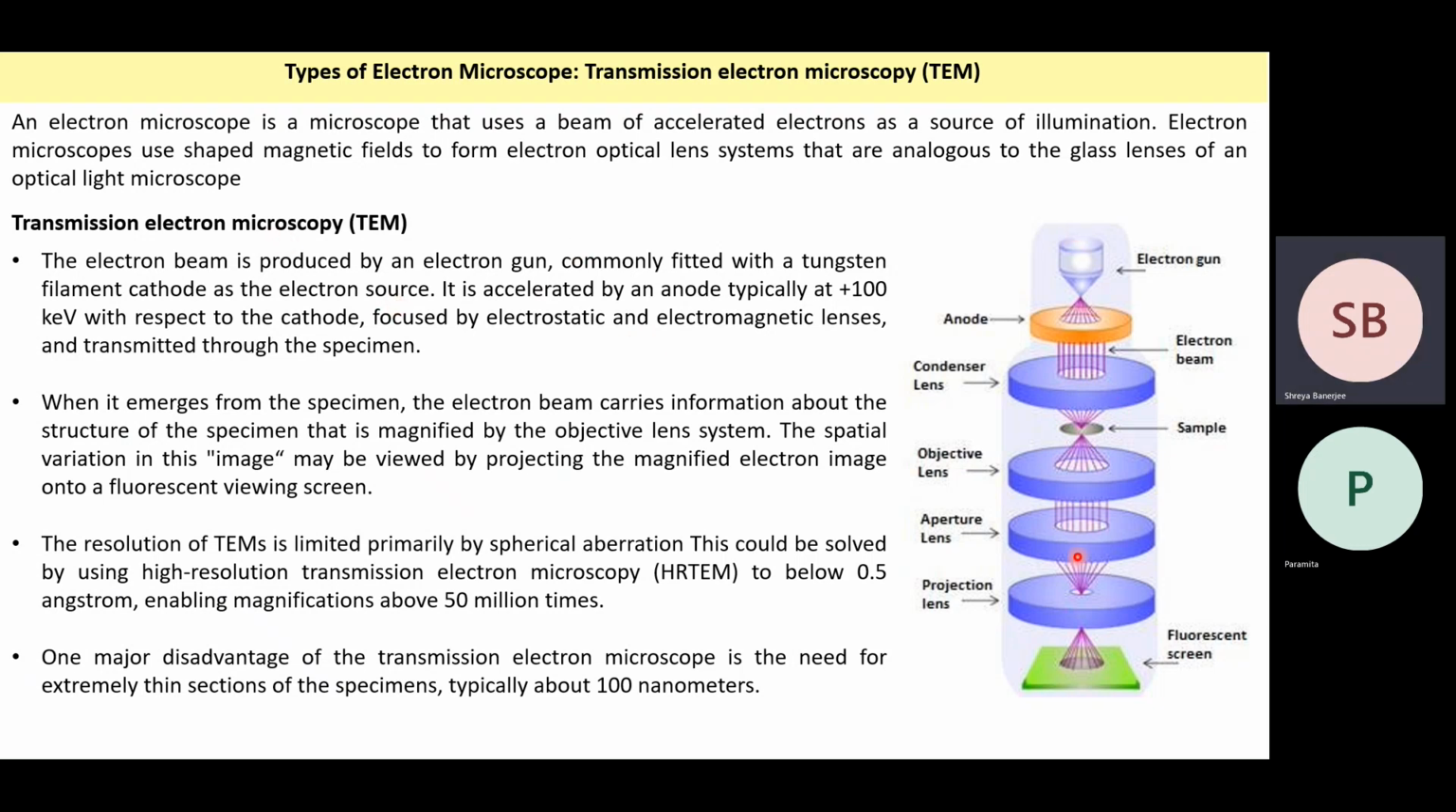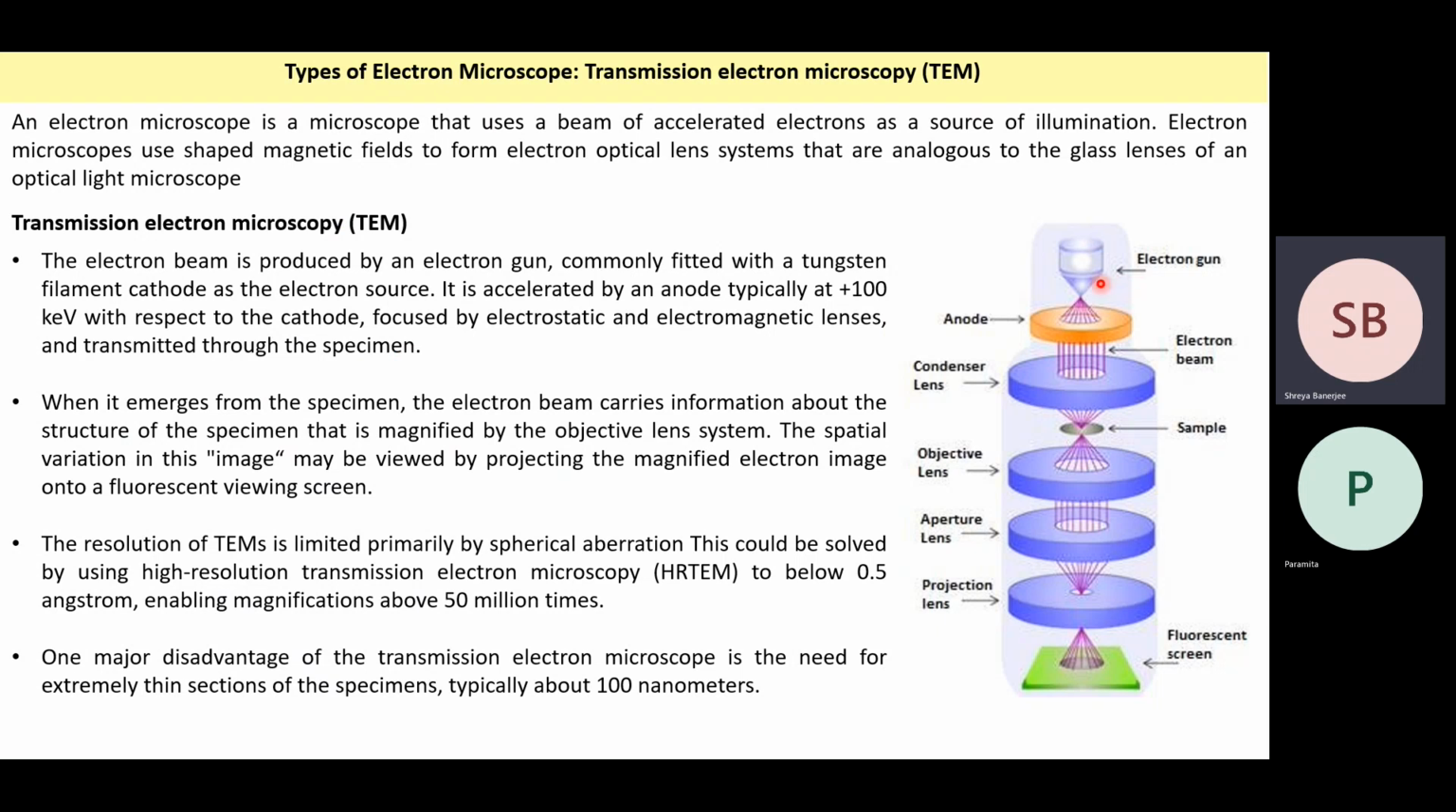So this is the setup of a transmission electron microscope, or TEM. The electron beam is produced by an electron gun, commonly fitted with a tungsten filament cathode as the electron source. It is accelerated by the anode, typically at 100 kiloelectron volts with respect to the cathode, and focused by electrostatic and electromagnetic lenses and transmitted through the specimen.